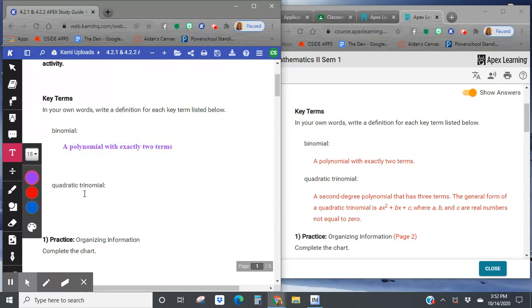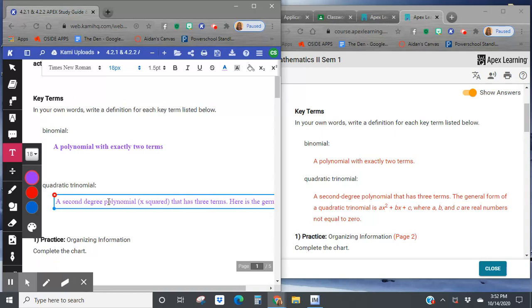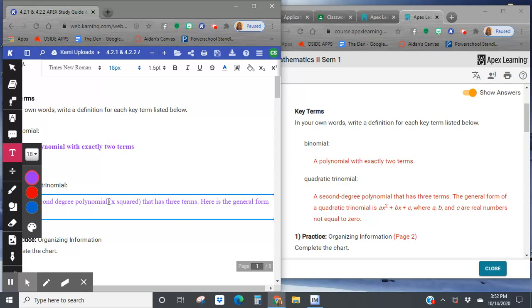And a quadratic trinomial. Quadratic stands for an x squared, and a trinomial means three terms. So we're going to put a second degree polynomial, that's when there's an x squared, that has three terms. Here is the general form of a quadratic trinomial.